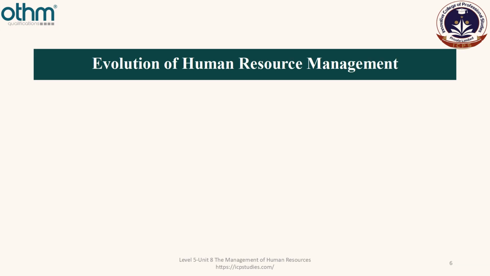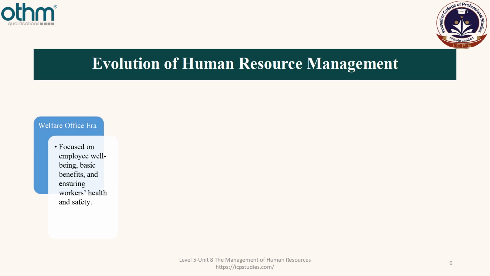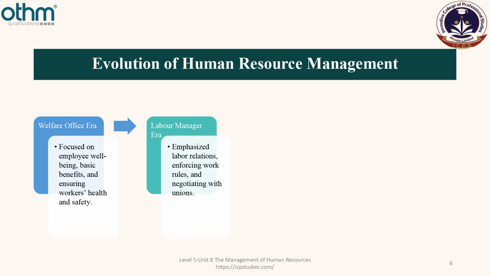Now we have the next slide about the evolution of HRM. We have some points to discuss here. First is the welfare officer era. This era focused on the well-being of the employees, for example, their basic benefits, and ensuring workers' health and safety. The second era is the labor manager era. In this era, they emphasized labor relations, enforcing work rules, and negotiating with unions.